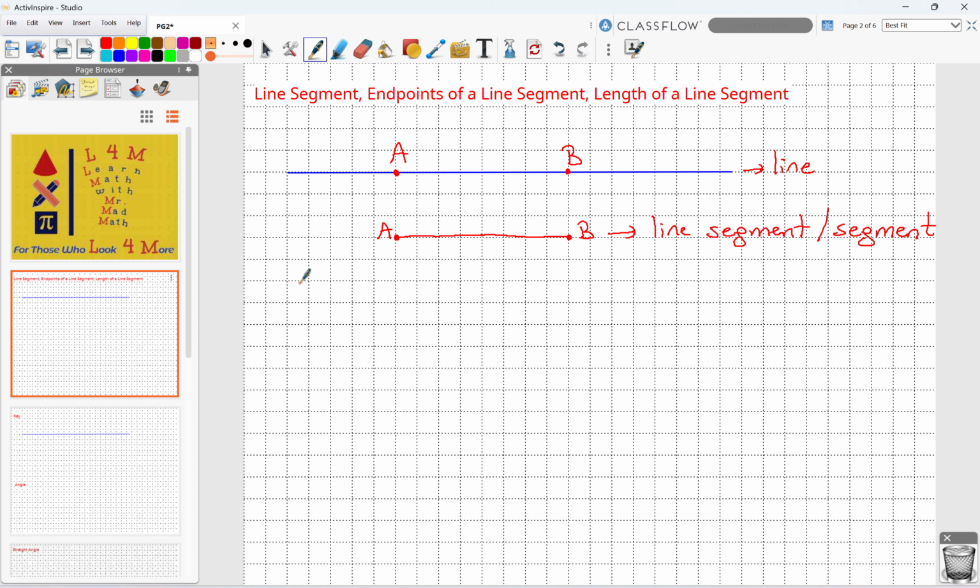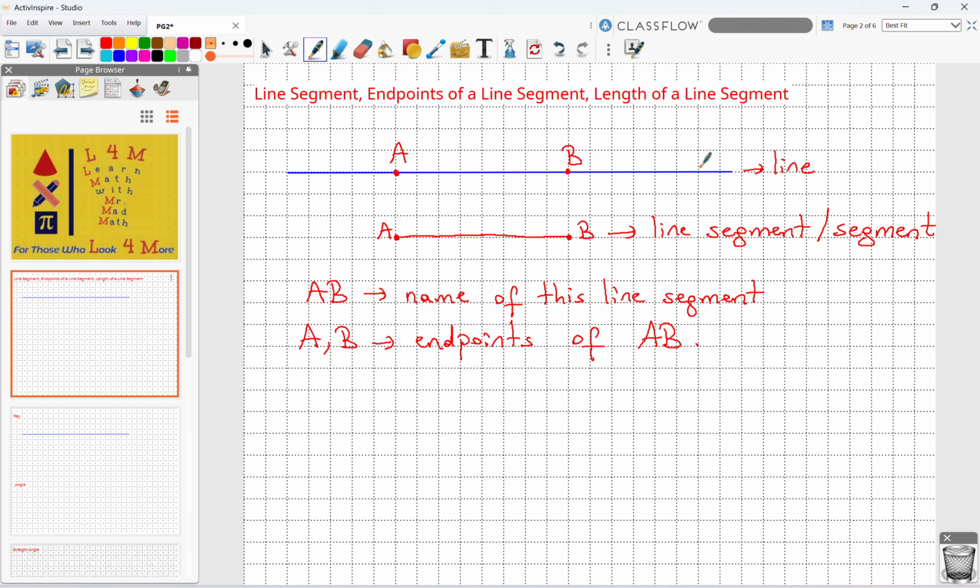So line segments are named according to these points. So when we write AB, that's the name of this line segment. The points A and B are called the endpoints of the line segment AB. These are the endpoints of the line segment AB.